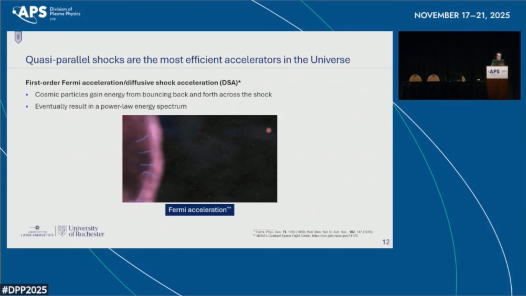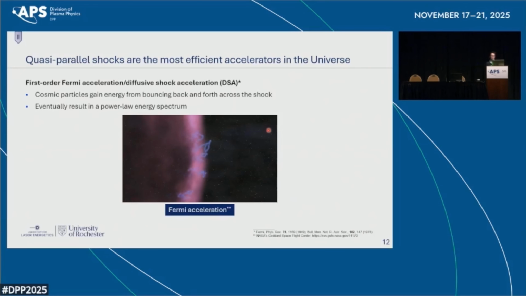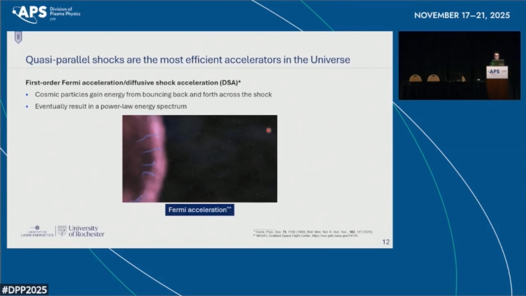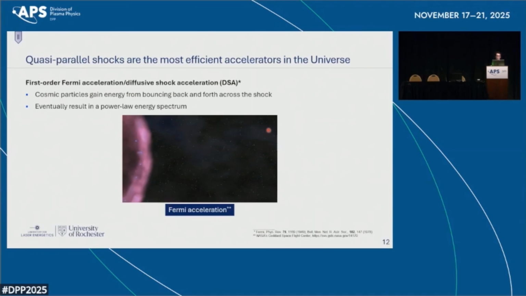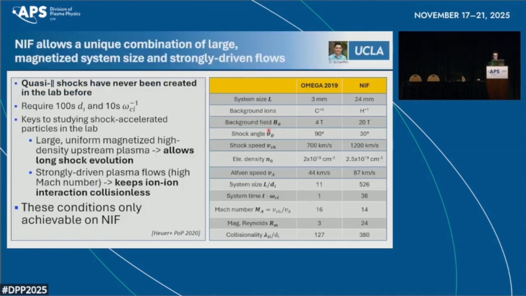So why do we care about parallel shocks? Because they are believed to be one of the most efficient accelerators in the universe. Fermi acceleration was first proposed in the 40s, and it was then developed into diffusive shock acceleration, or DSA, in the 70s. The basic idea of Fermi acceleration, or DSA, is that cosmic particles can gain energy from crossing the shock front many, many times, and eventually we should have a power law energy spectrum. So here I have a beautiful movie from NASA to show you the idea.